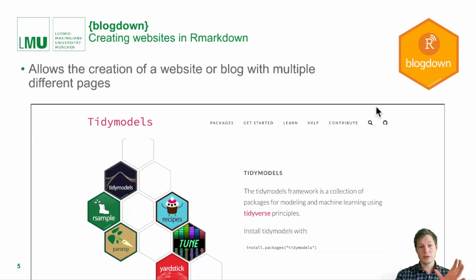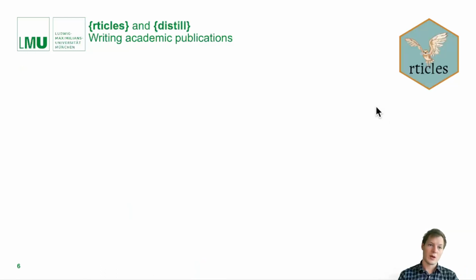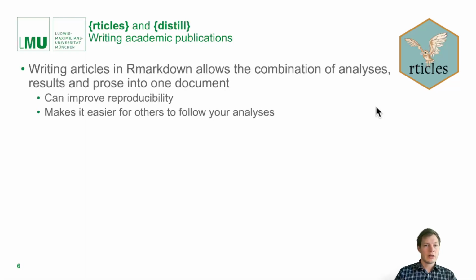Then the next one is a bit more focused on articles themselves, or shorter pieces. So both of these packages, Articles and Distill, they're called, allow you to write academic publications in Rmarkdown with some really nice layouting and to just make it look professional. And the big benefit of this is that if you write your articles already in Rmarkdown, you can easily combine the analyses, the results, and the actual prose of your normal text into just one document. And this is of course really amazing for reproducibility.